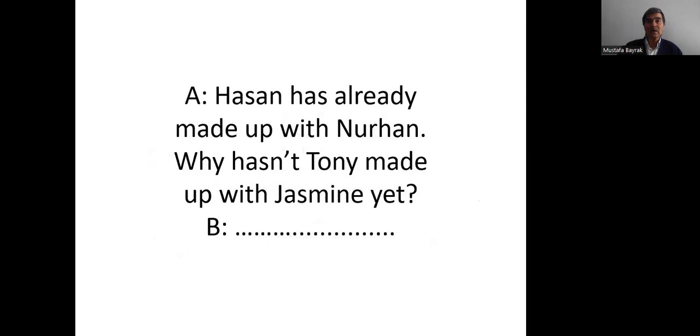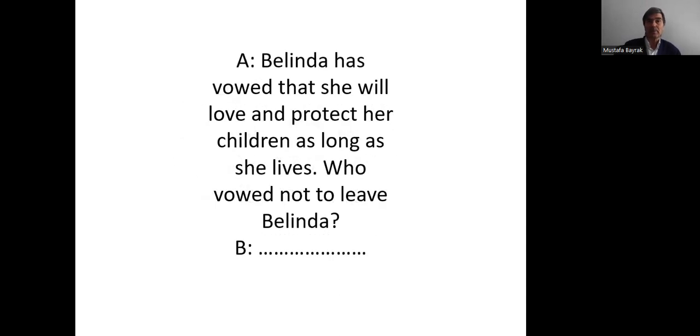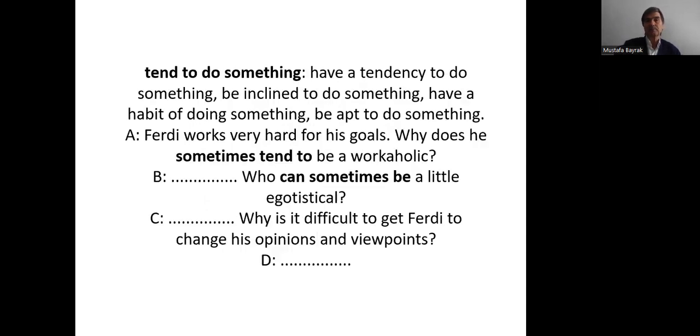Okay. Hasan has already made up with Nurhan. Why hasn't Turan made up with Jasmine yet? I don't know why. Yes, I don't know why Tony hasn't made up with Jasmine yet. Belinda has vowed that, yes, promised that, vowed that. Belinda has vowed that she will love and protect her children as long as she lives. Who vowed not to leave Belinda? David vowed not to leave Belinda.